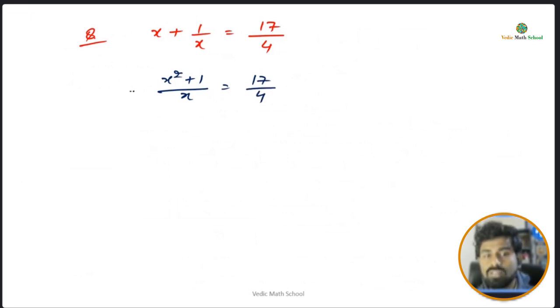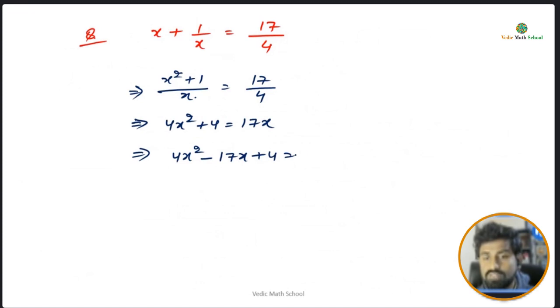Now cross multiply. After cross multiplication, you will find the same kind of numbers: 4x square plus 4 equals 17, and this x will multiply with the 17. So this is 4x square minus 17x plus 4 equals 0. Now this is a quadratic equation, yes or no? We have to solve it. How are we going to solve?